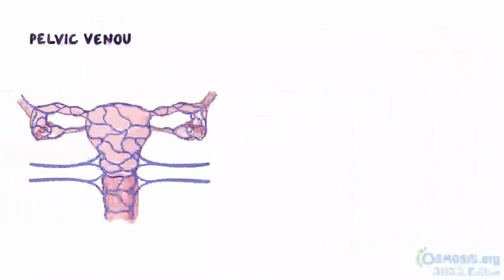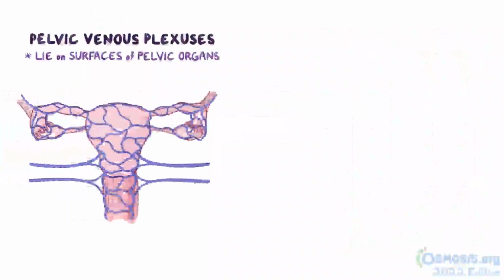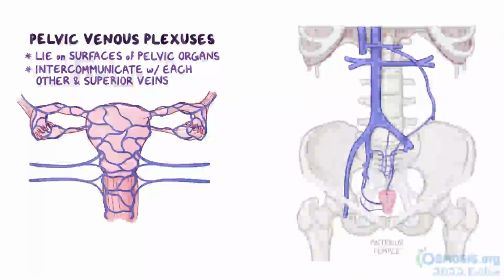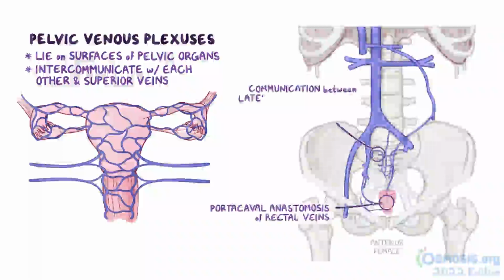Finally, pelvic venous plexuses lie on the surfaces of pelvic organs. These plexuses intercommunicate with each other and with superior veins and form clinically important connections such as the portacaval anastomosis of the rectal veins and the open communications between the lateral sacral veins and internal vertebral plexus.